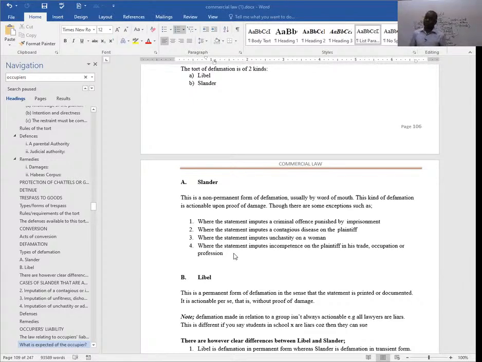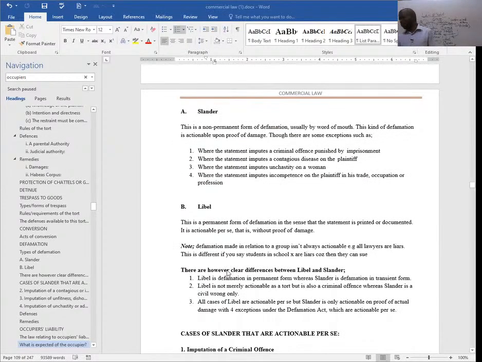So what are the differences between the two, or what have you been able to note as the difference between the two? Number one, libel is defamation in a permanent form, whereas slander is defamation in a transient or non-permanent form. Libel is not merely actionable as a tort, but it is also a criminal offense, whereas slander is a civil wrong only. Then all cases of libel are actionable the way they appear, but slander is only actionable on proof of actual damage, with four exceptions.